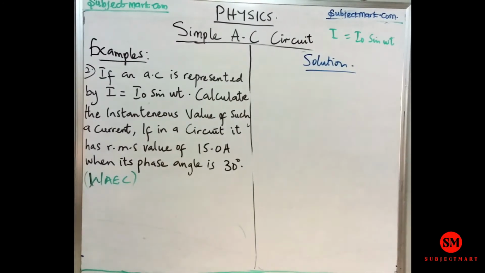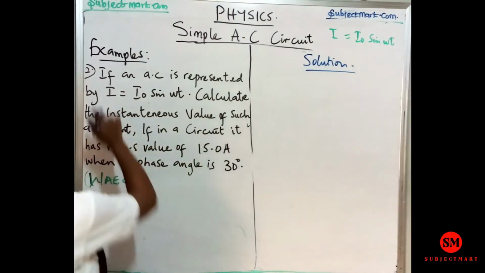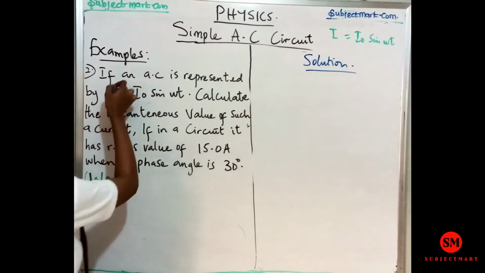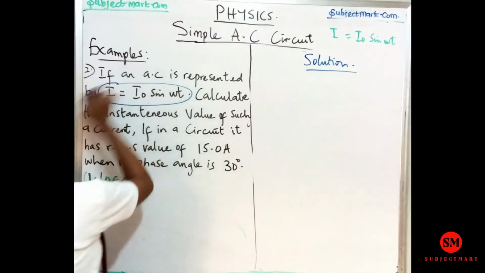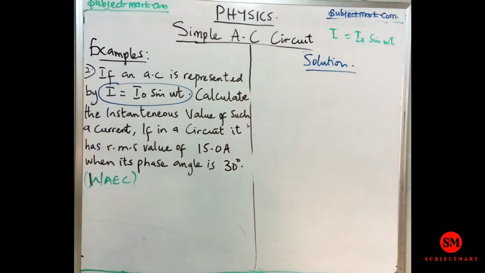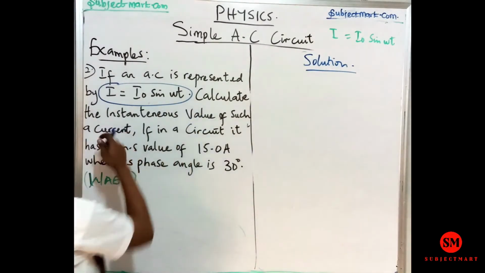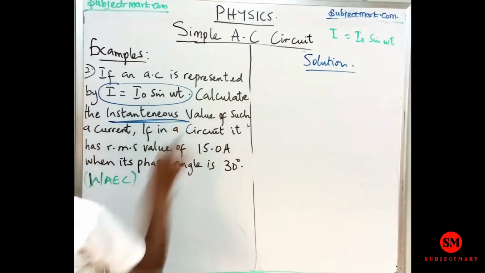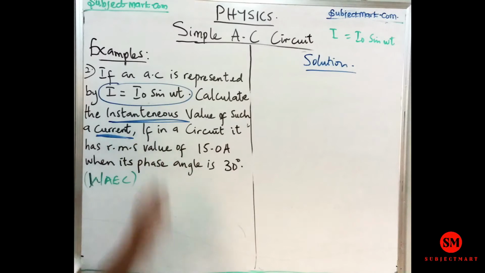Another example here is this. If an AC is represented by I equals I naught sine WT, calculate the instantaneous value of the current. Take note of that.